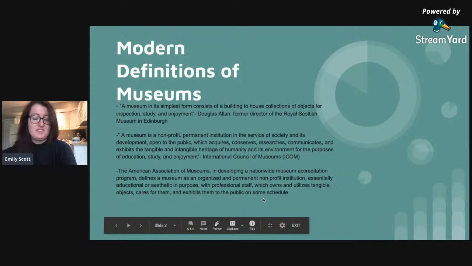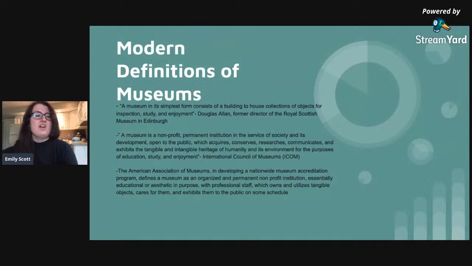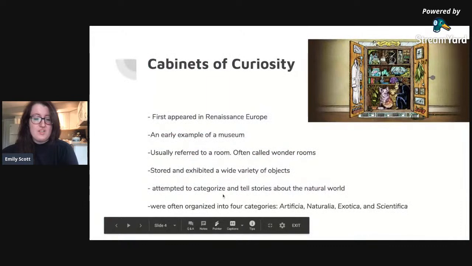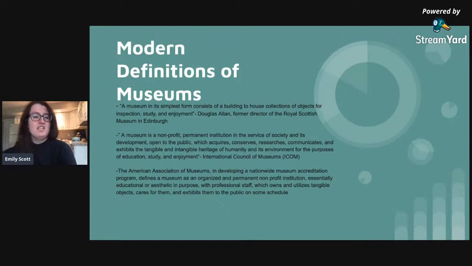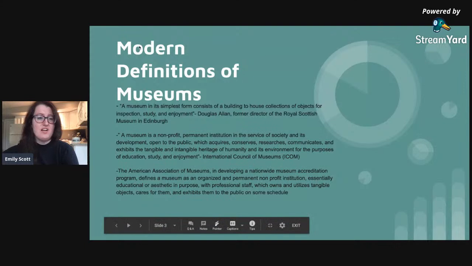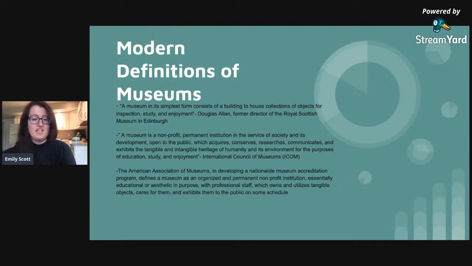Something I want to highlight here is the nonprofit institution. Usually museums are there primarily for the promotion of knowledge. They're not there to generate income. And another thing is an organized institution. I'm going to be talking about this a bit today and in later classes, but there is a lot of thought put into museums, into how they're organized, into how objects are collected and into how they're displayed.